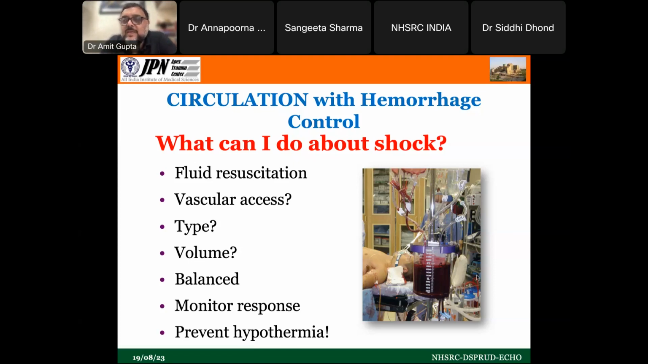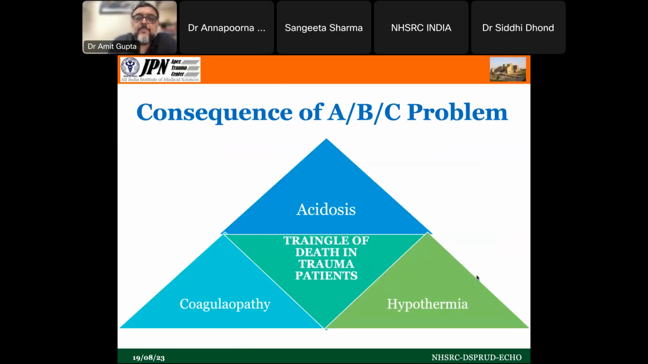The first load given is generally 1 liter of crystalloids, and by that time, if blood and blood products are not available, reassess the patient. If he's improving, then it's good. If he's not improving, you will have to give him more crystalloids and start transferring the patient. Then the resuscitation should be balanced. That means, as I said, blood and blood products should be there. You monitor the response and prevent hypothermia.